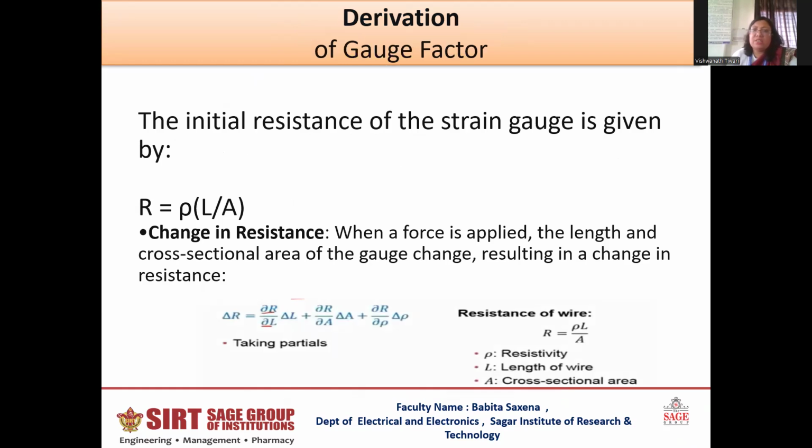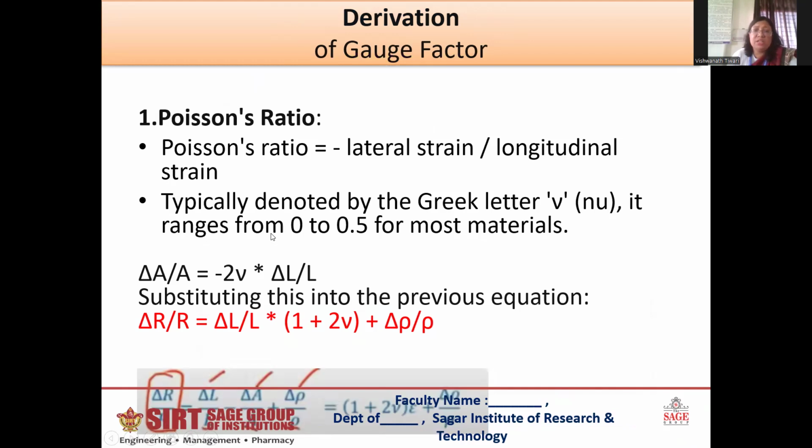The initial resistance of the strain gauge is given by R equals rho L upon A. So we differentiate the resistance with respect to the change in strain. All the parameters, rho, L and A, change when we apply the strain. So when we apply the strain, there is the formula for change in length.